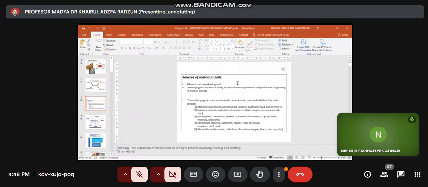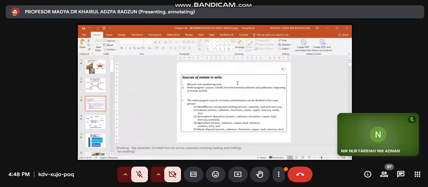The first one is metalliferous mining and smelting. I have to say that this part is very important for your exam. Please take note of that. Metalliferous mining and smelting, because I've completed your exam paper already, is one of the questions that I'm asking in the final exam.